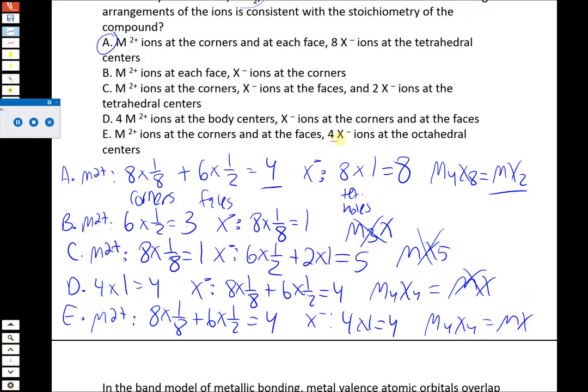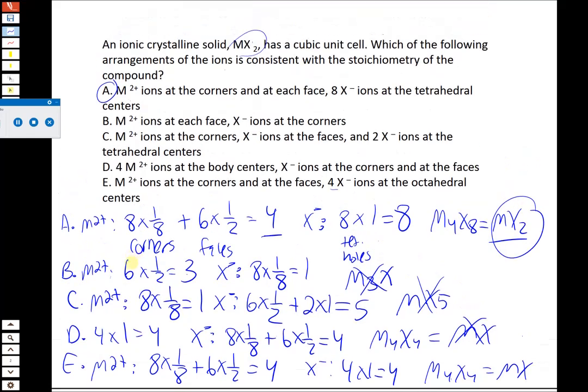So it doesn't really matter which of the octahedral holes are actually occupied, because even at the most you're going to only have 4 X minuses with your 4 X's, and that's not the correct formula. So what we wanted to do was find which of these arrangements gave us the correct formula MX2. It was only the first one, so that's going to be our answer.